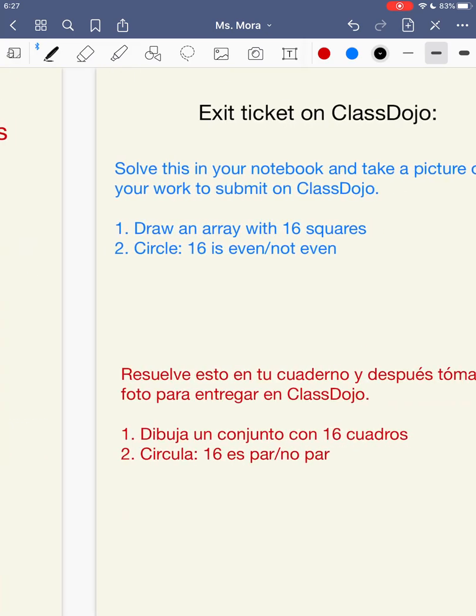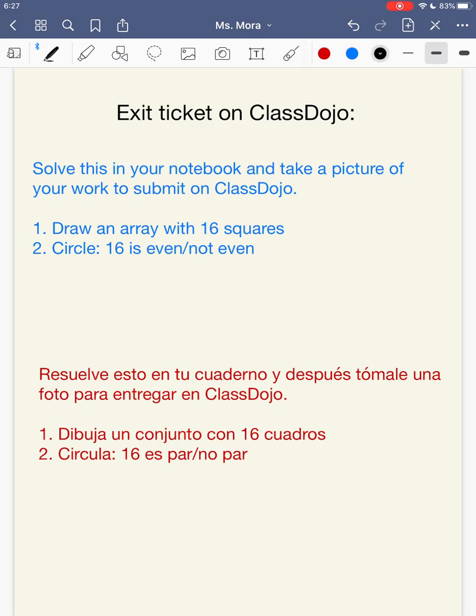So, for your exit ticket, guys, you're gonna draw an array in your notebook, and then I want you to write your sentence underneath. 16 is, so your array, you're gonna draw an array with 16 squares, and then you're gonna circle the correct one, okay? So you're gonna write 16 is, and you're gonna write even or not even, depending on your array. Alright, so do this in your notebook, take a picture of it, and then submit so I can check your work.